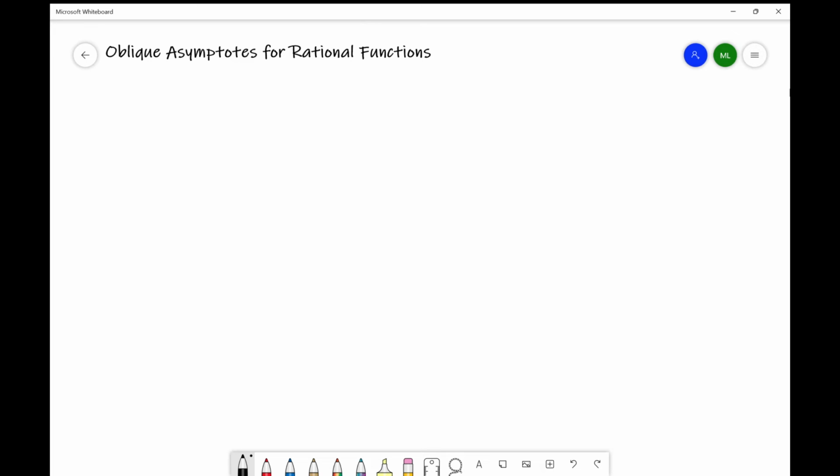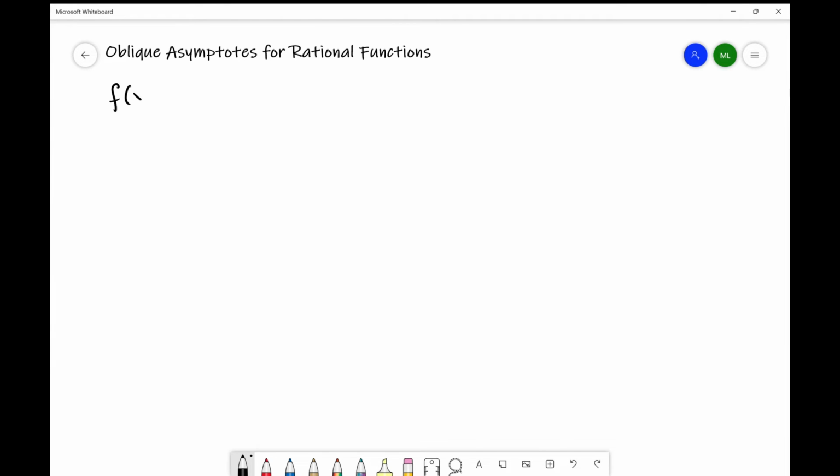Okay, hi everyone. So let's talk about oblique asymptotes for rational functions. Earlier we talked about vertical asymptotes for rational functions, and horizontal asymptotes for rational functions, but now we also have oblique asymptotes. Oblique meaning it's diagonal, so this could be a line basically. So let's go ahead and give its conditions and write out what it's about.